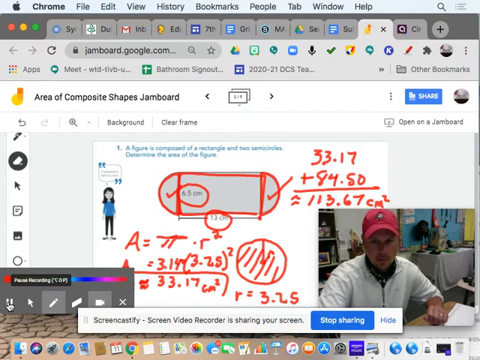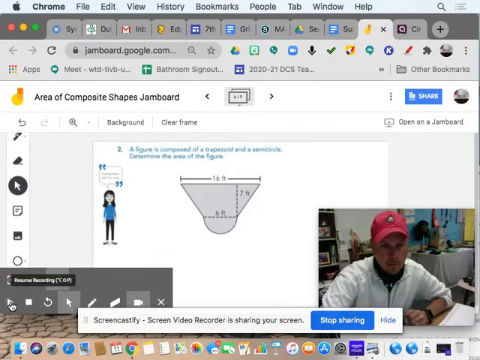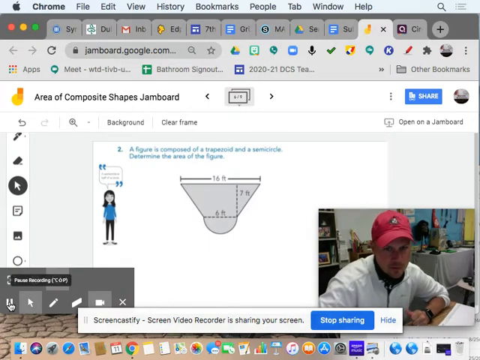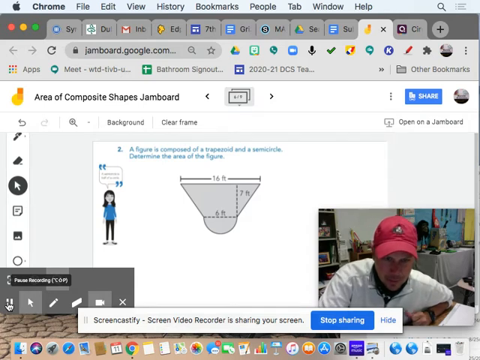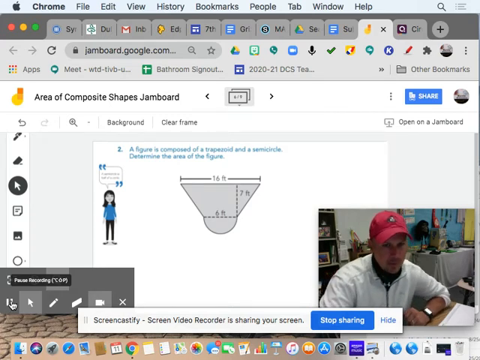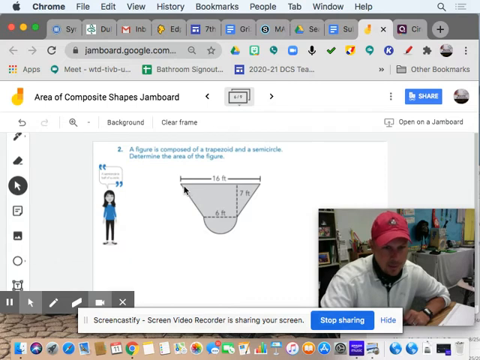Okay, so let's try another problem now. Number 2: a figure is composed of a trapezoid and a semicircle. Determine the area of the figure. There are a lot of different ways to get to this answer. You could find the area of the trapezoid and the semicircle and add those together. So we could be looking at this trapezoid, and that's certainly a doable situation here. We could do that, okay?